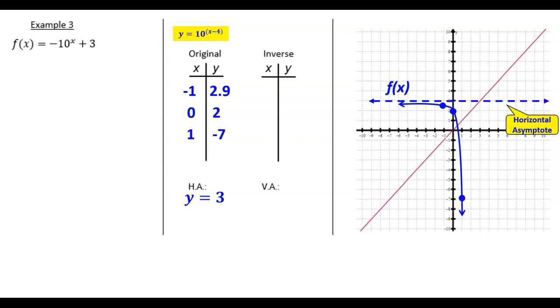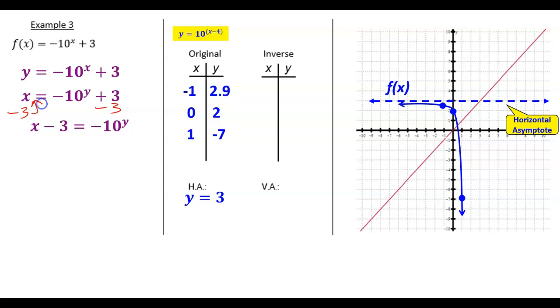Then we can find the equation. F of x turns into y. Switch x and y. Get rid of the loner. Okay. Give me a second to catch up if you're still graphing. Sorry about that. Example three, that is.